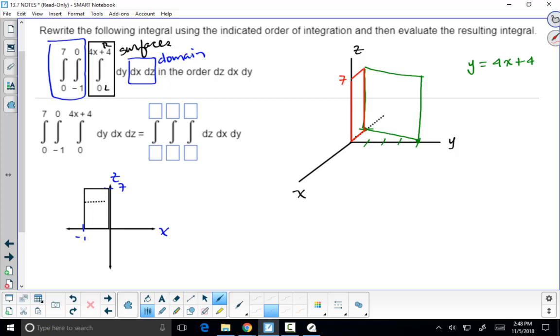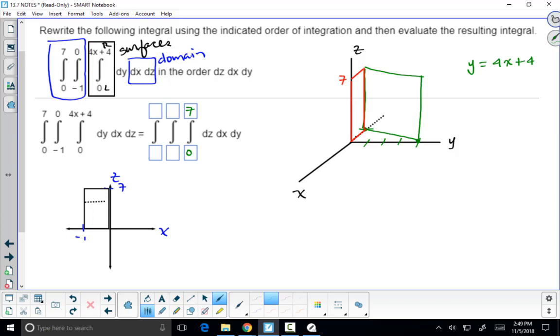So now they want us to switch, and we want to use... It's so much easier when I was in GeoGebra. Yeah, it helps to have some sort of graphing package. So z is on the inside, so now we're using upper and lower surfaces. What would the lower surface be? 0. Well done. What is the upper surface? 7. Well done.